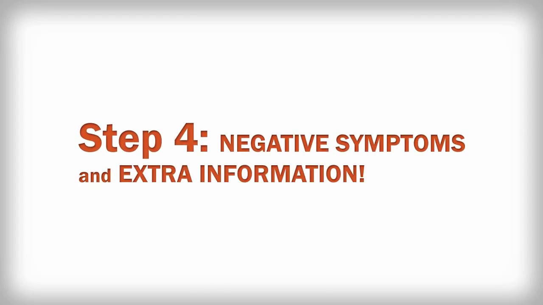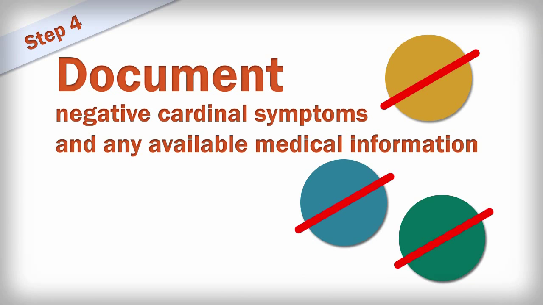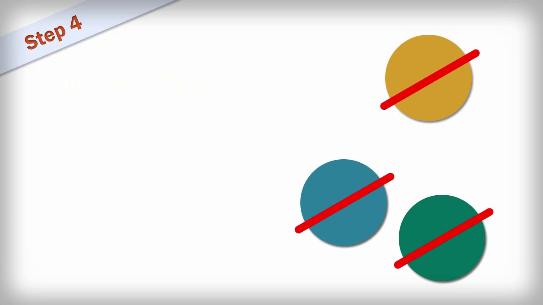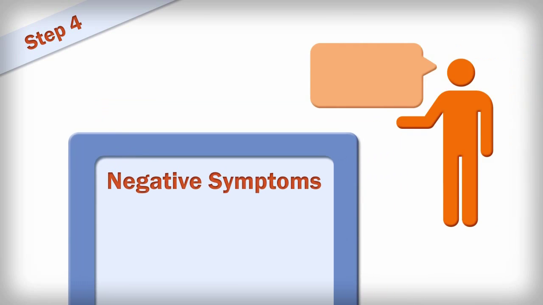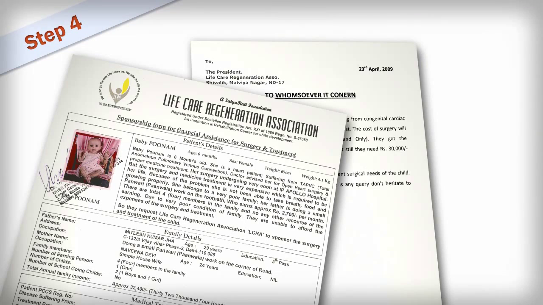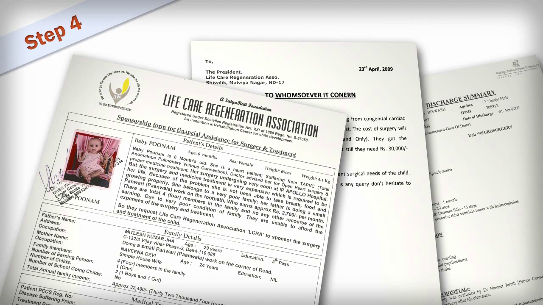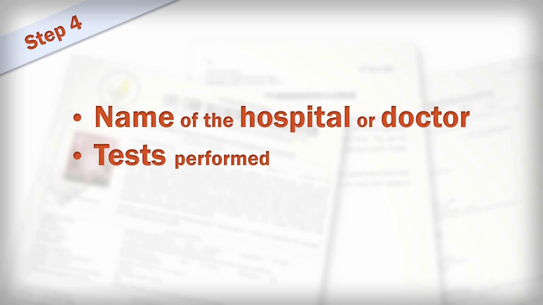Step 4. Negative symptoms and extra information. Document negative cardinal symptoms and any available medical information. You should clearly document which of the cardinal symptoms did not occur. For example, if a respondent states that the deceased had diarrhea and weight loss, you should confirm that they did not have any of the remaining 10 cardinal symptoms. Also, gather any available medical information, such as hospital discharge notes, and include the major details, such as name of the hospital or doctor, and any tests performed or diagnoses made.